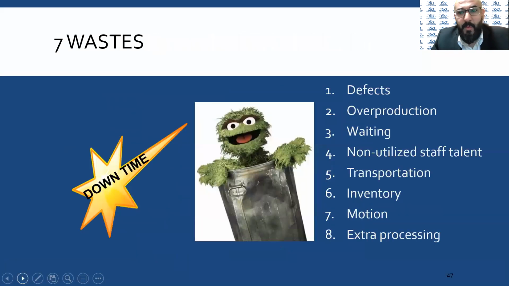Okay, the 7 wastes. In Lean, they identified 7 waste defects in your process: overproduction, that you don't need it; waiting time, or waiting for raw material to come, this is a waste; non-utilized staff talent; transportation; inventory; motion; and extra processing. This is an extra step that we added recently, which is extra processing in order to achieve. And maybe you could count downtime as another waste.